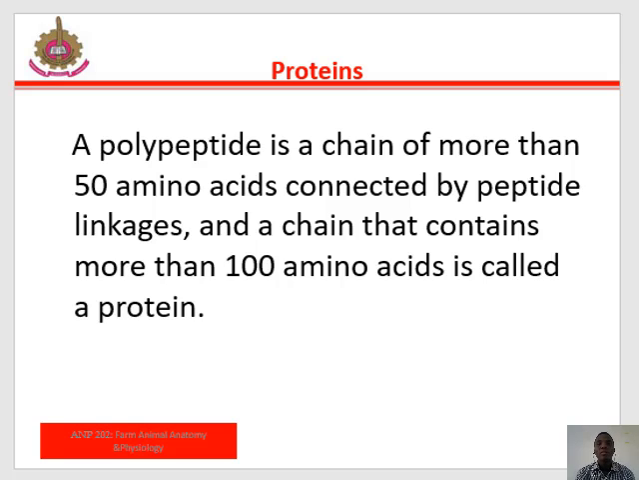Proteins. A polypeptide is a chain of more than 50 amino acids connected by peptide linkages, and a chain that contains more than 100 amino acids is called a protein. Proteins are the next largest constituent of the protoplasm after water. Proteins are complex, high molecular weight colloidal molecules, consisting primarily of amino acids that are polymerized into peptide chains.